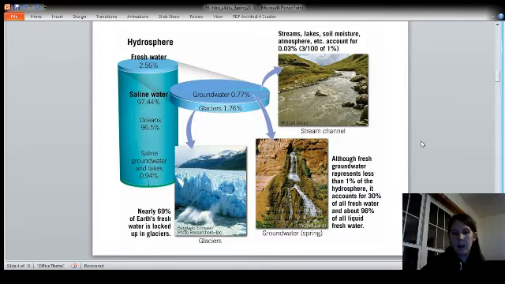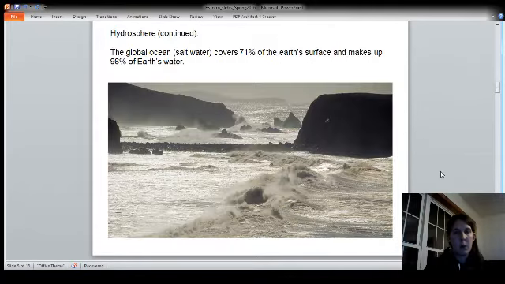Okay, so the global ocean, so salt water, covers 71% of Earth's surface and makes up 96% of Earth's water. So this is by far the largest natural resource and the largest component when we talk about the hydrosphere. Most of the liquid is trapped within this system.